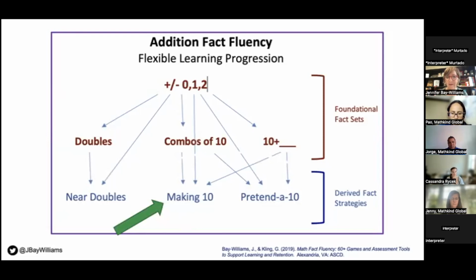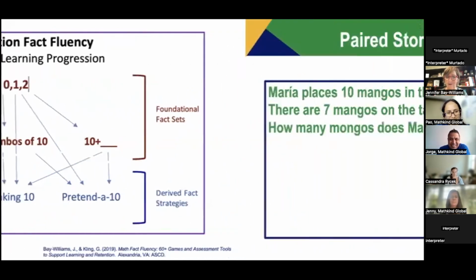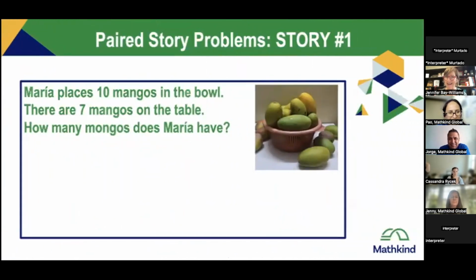How do we teach it? Well, little side story. I've been to Ecuador and I fell in love with many things. One of the things is mangoes. Bags of mangoes, mangoes on the ground that you could just pick up and eat, delicious mangoes. So I created this story for tonight to show how to teach the making 10 strategy. I recommend pairing 2 stories. So here's story number one.